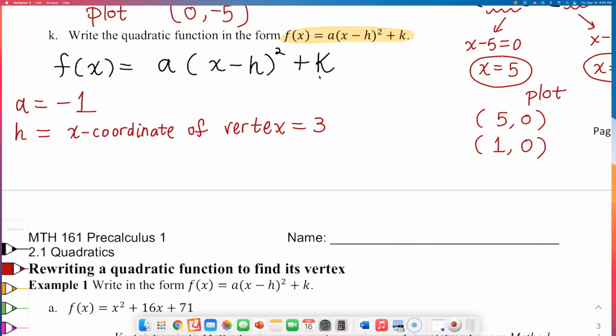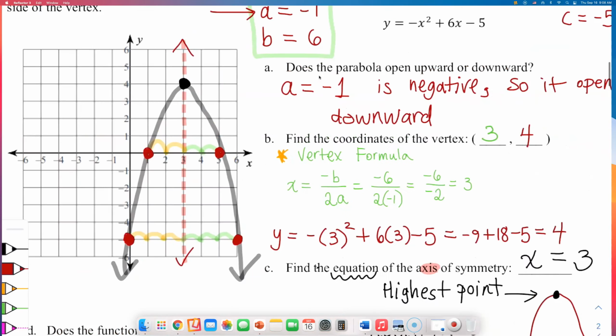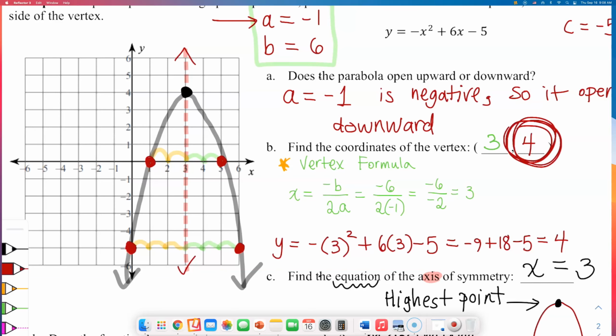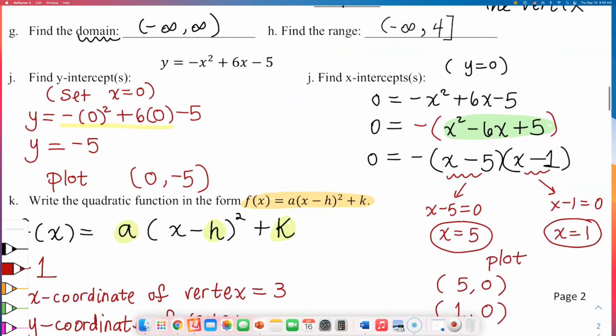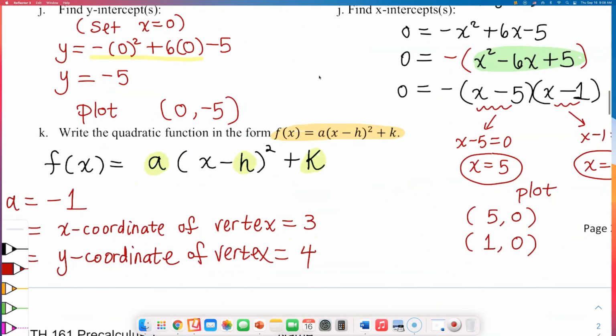The next part that you need is k. Because take a look, we just need to plug it in. A goes here, h goes here, and k goes right there. So I'll tell you what k is. K is the y-coordinate of the vertex, which I need to go back up and find. The vertex was 3, 4, so the y-coordinate is 4. So I'm going to plug in 4 for k.